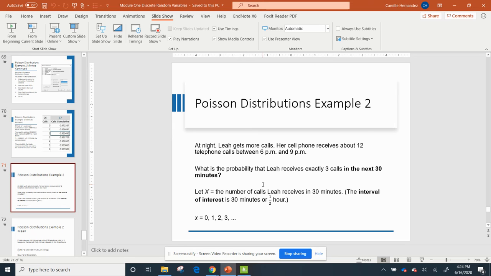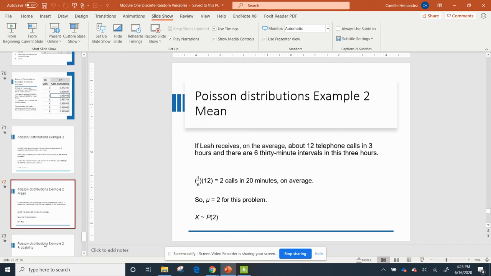All right, this one's different. Why is this one different? So my time interval changed and the number of calls I was looking at changed. All right, so let X be the number of calls Lee receives in 30 minutes. The interval of interest is 30 minutes or a half an hour. Remember, for the previous one, it was 15 minutes. I just changed it. The X is 0, 1, 2, and 3.